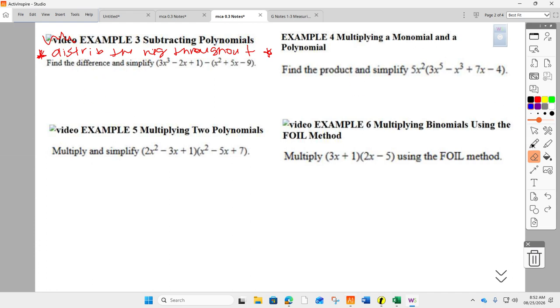All right. I'm regrouping. Start with the beginning. 3x cubed minus 2x plus 1 minus x squared minus 5x plus 9. All right.